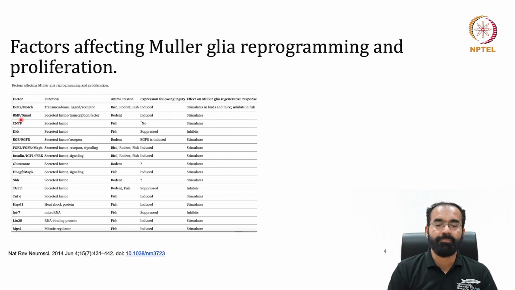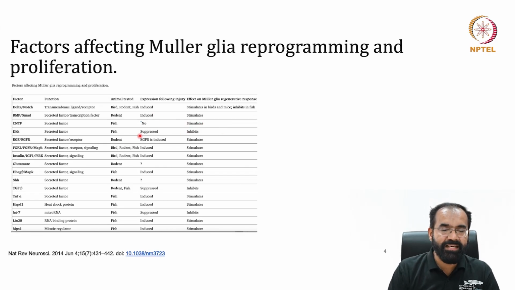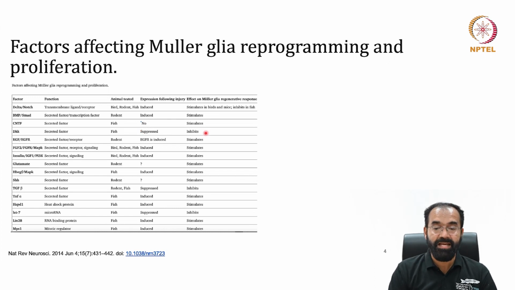Same way you can say BMP is SMAD, and it's a secreted factor, and tested in rodent, and it is induced and it is stimulating. And you can see here another factor, that is DKK, which is a negative regulator of Wnt signaling. It's a secreted factor tested in fish, and it is suppressed. The DKK is suppressed soon after injury, and it is an inhibitor of regeneration. So if the suppressor is blocked, then the regeneration is favored in zebrafish.